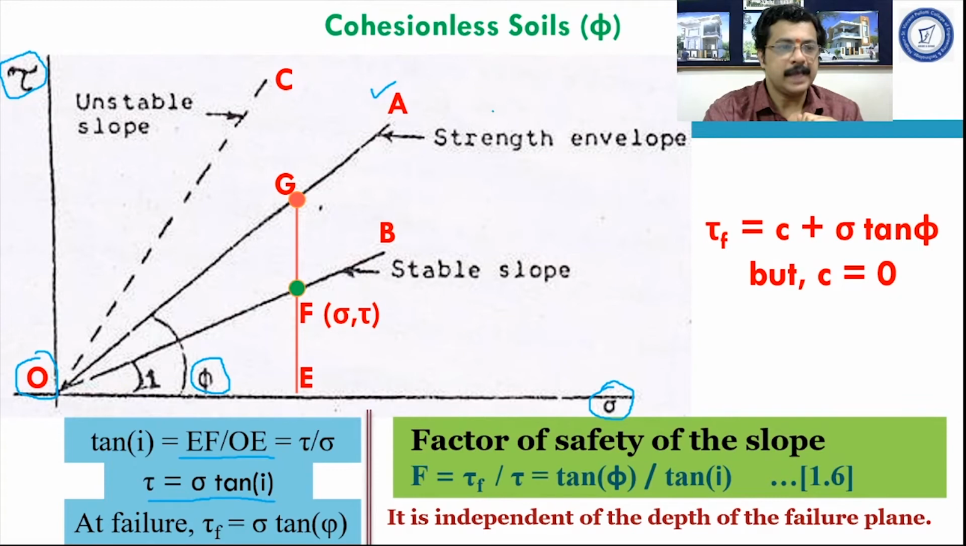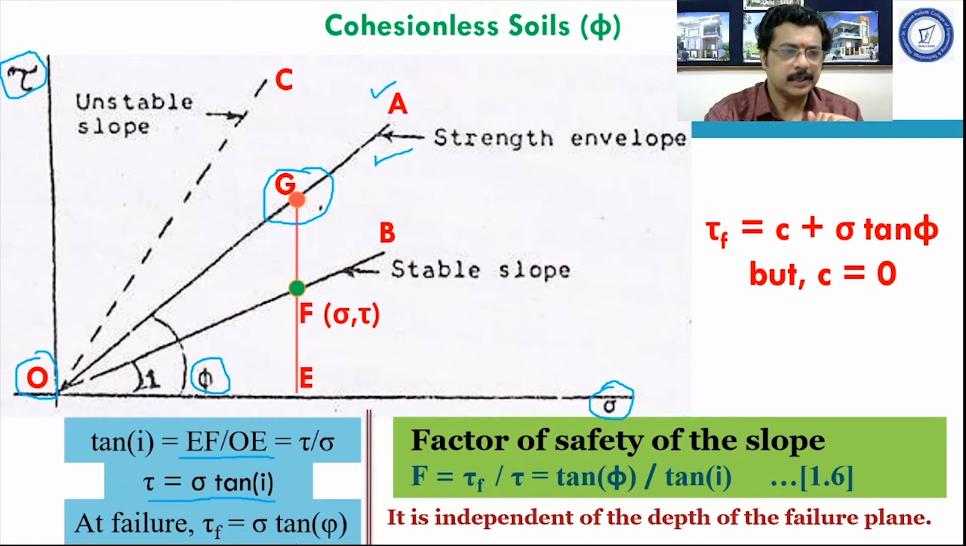So when we extend line EF vertically upward, what would happen? It will intersect this strength envelope at point G. So G will be that point where shear stress is maximum and the soil has reached its shear strength, the maximum possible value, and beyond this, if shear stress exceeds, the soil will fail. So this way the strength envelope gives us that maximum value of shear strength.